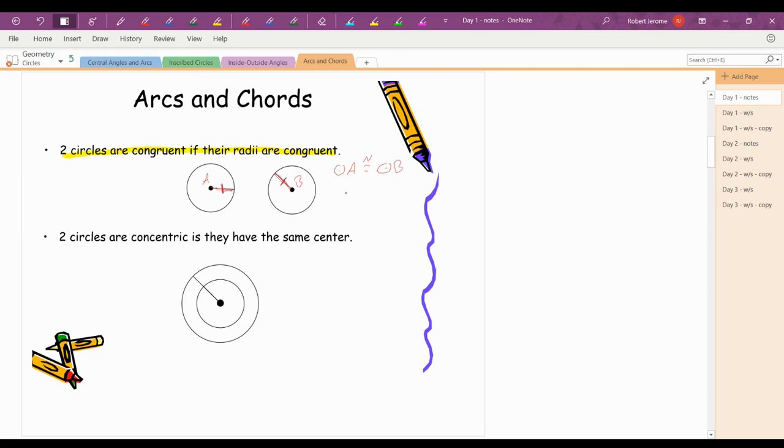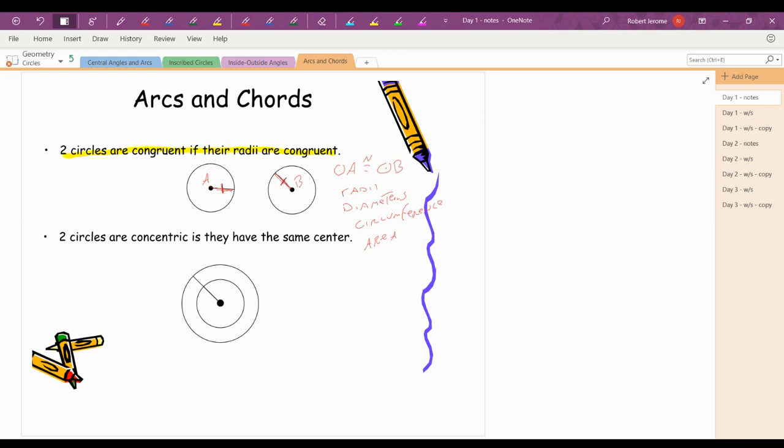Now, that means that their radii are congruent, their diameters, their circumference, right, the distance around the circle, and their area. Everything about those two circles is identical. So if any of these are congruent, then the circles are congruent.